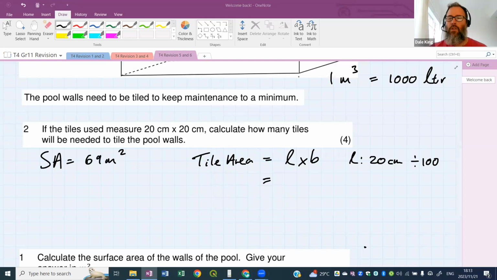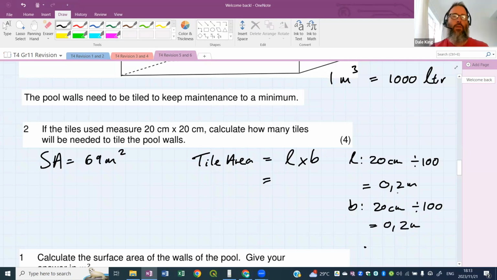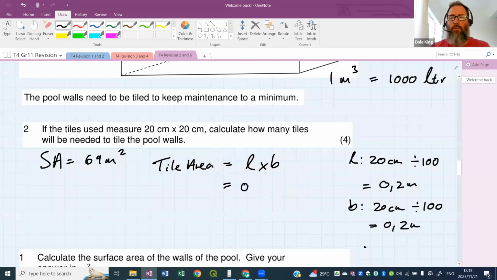Yes, Jamal. So we're going to divide by 100, and this will give us 0,2 meters. You can check on the calculator if you want. And the breadth is exactly the same. 20 centimeters divided by 100, because there's 100 centimeters in every meter, gives us 0,2 meters. Now, you must convert before the formula. Please remember that. Then we're going to put this into our formula. So now we can go to our tile area formula, and put in 0,2 meters times 0,2 meters and get an answer here.